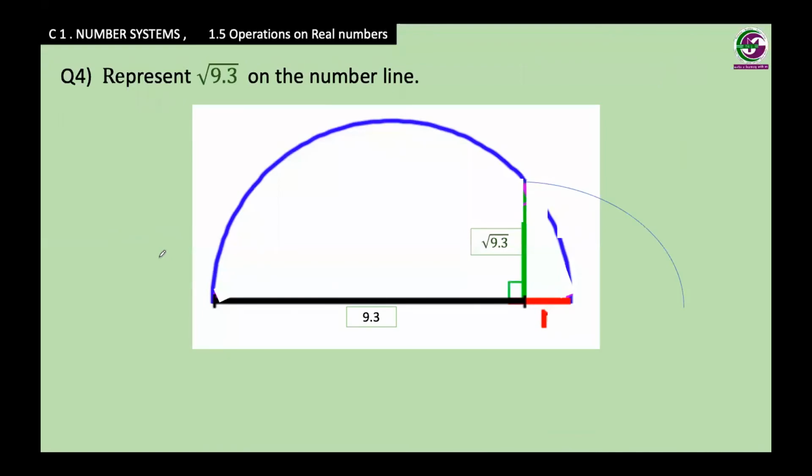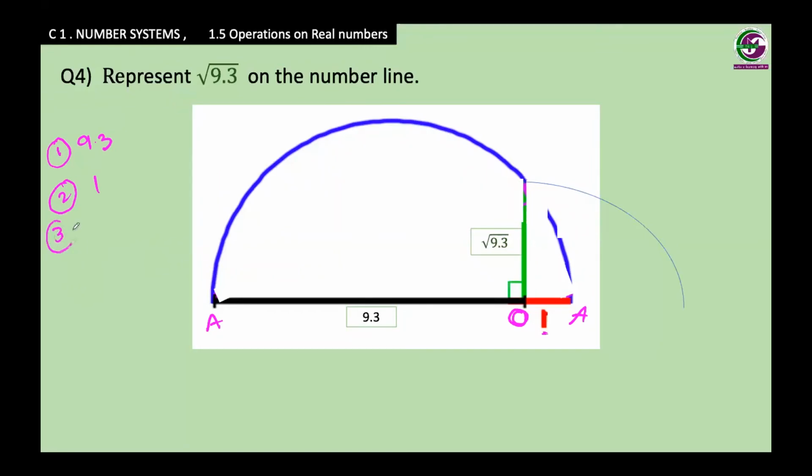This is to represent the square root of a decimal number on a number line. So first of all, as we said, step 1, 2, 3, the first step is we take 9.3 centimeters. Let's say this is from A to O is 9.3 centimeters. Step 2 is we add 1 unit. That is from O to A is 1 unit, or 1 centimeter, let us say.